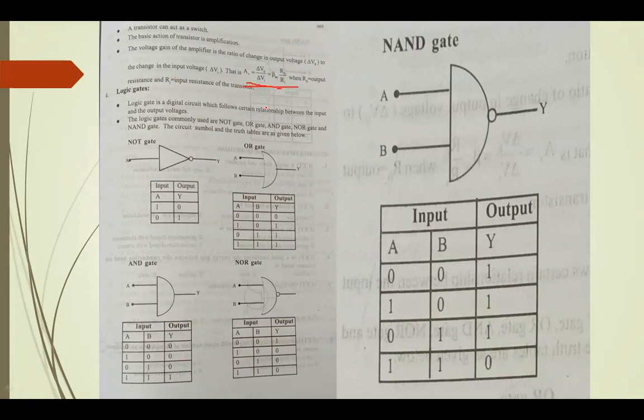Next, logic gates are very important. Please concentrate on that also. The truth table, the symbol, whatever they have given here, please go through that thoroughly. So I hope you are clear with that.